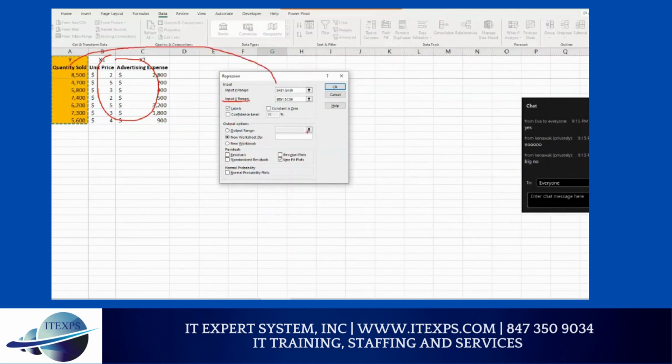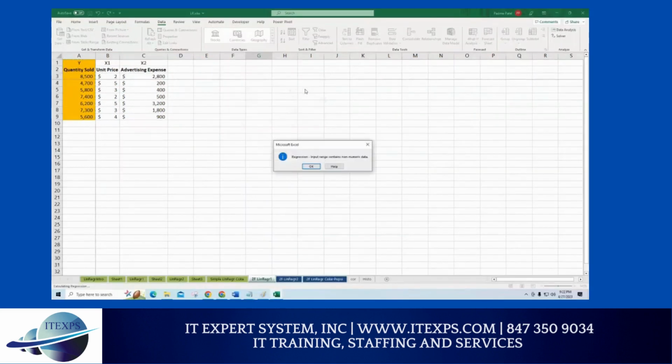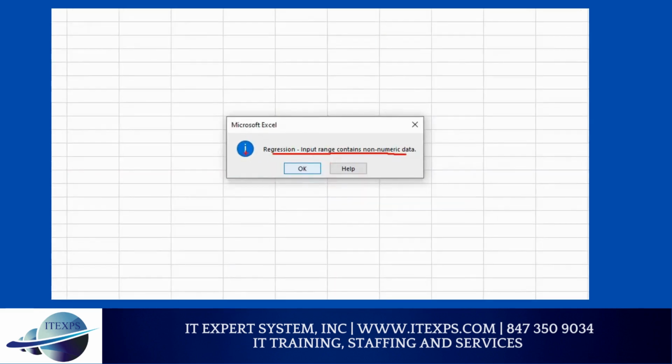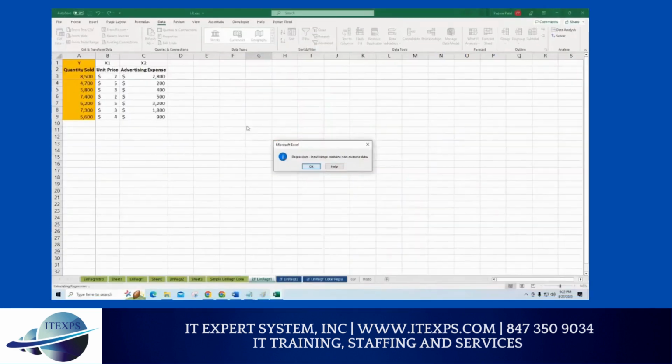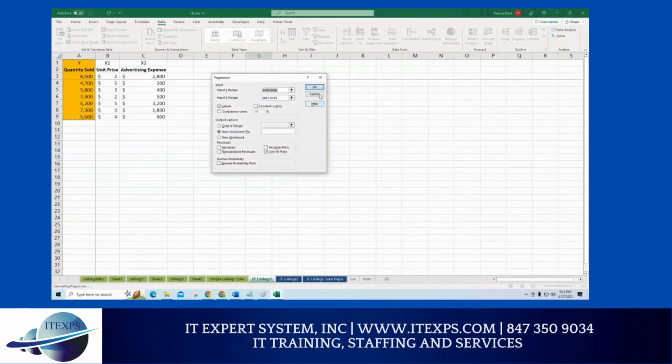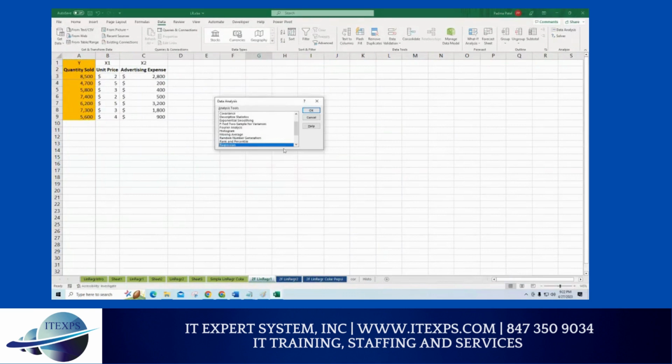Rest of the things, everything is there. And if I click OK, it is going to error out. Why is it going to error out? Because it is a single-variable regression and I'm trying to do multi-regression. It's not going to work this way because it has only X1 and Y1. So I'll say okay, I'm going to cancel this. And if you scroll down, there should be a multi-regression.